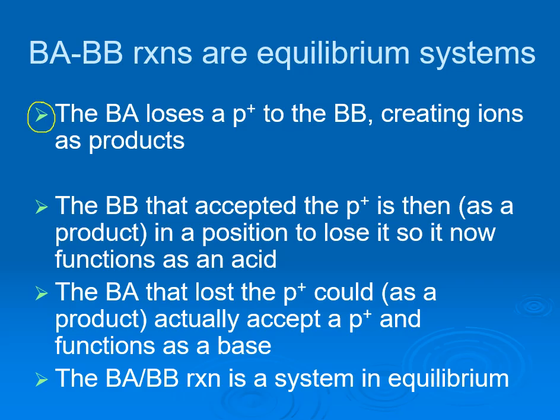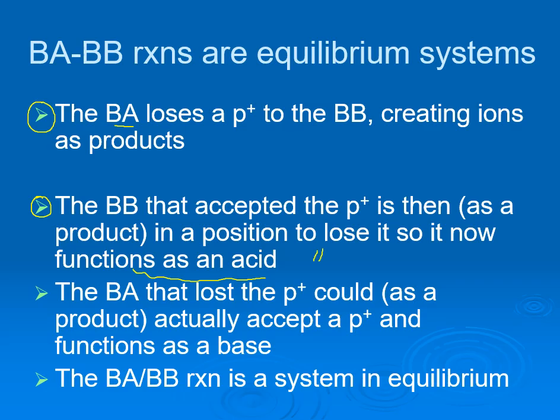All right, so this first bullet here. The Brønsted-Lowry acid, just Brønsted acid for short to make it convenient, will lose a proton to the Brønsted base, creating ions as products. The Brønsted base that accepts the proton is then, as a product, in position to lose the proton it just gained. So the Brønsted base can actually function as an acid because it has that extra proton.